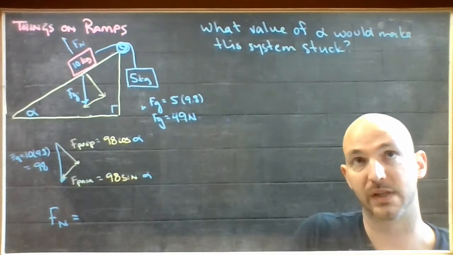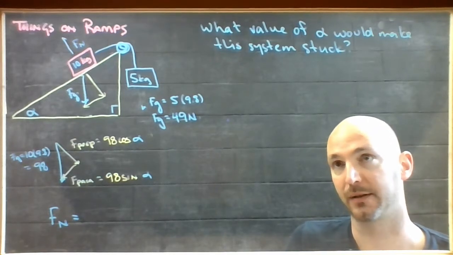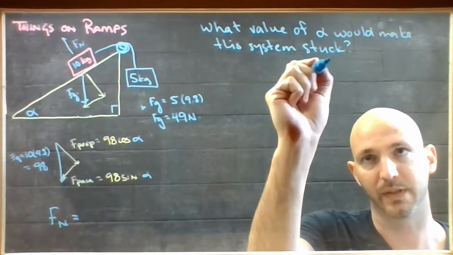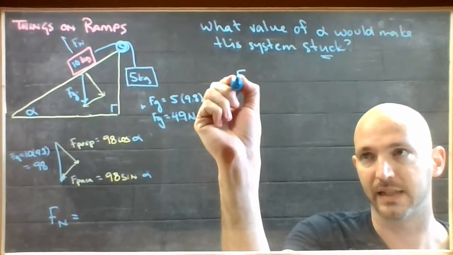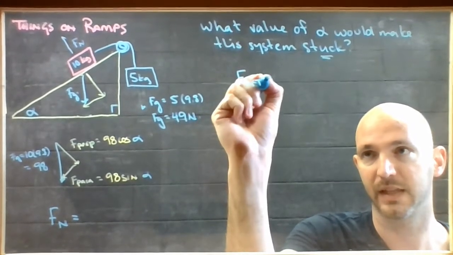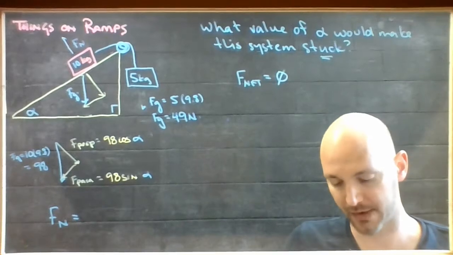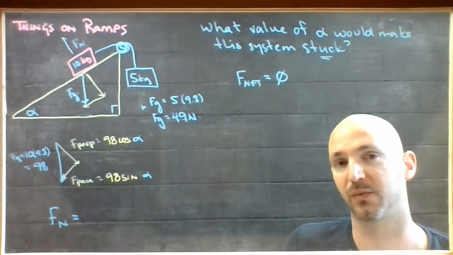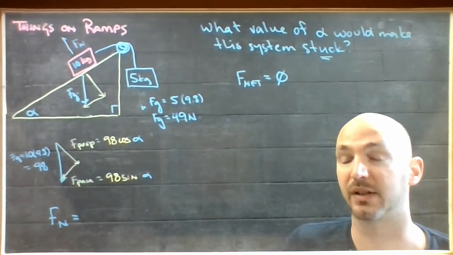What I do know is that I'm trying to get this thing to be stuck. So that word there, stuck, that means that the net force is 0. There is neither a pull to the left nor a pull to the right, so that the acceleration ends up being 0.